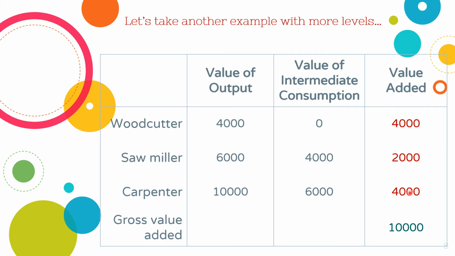As you can see here, at every level of production, there is some value added. The sum total of all the value added at every level of production in this particular sector is the gross value added, which is 10,000. And this gives us the correct picture of the value of goods produced in that particular sector.